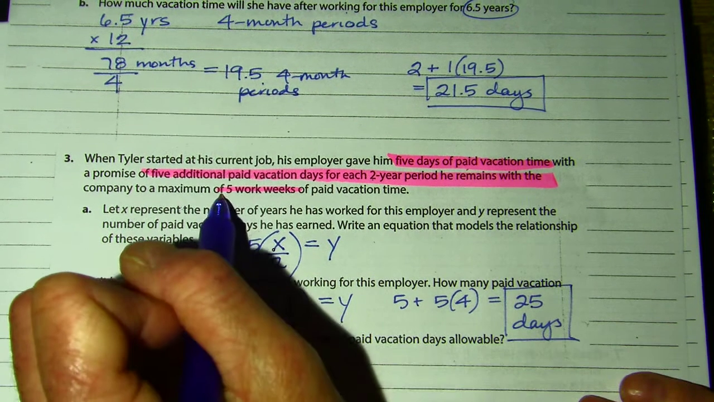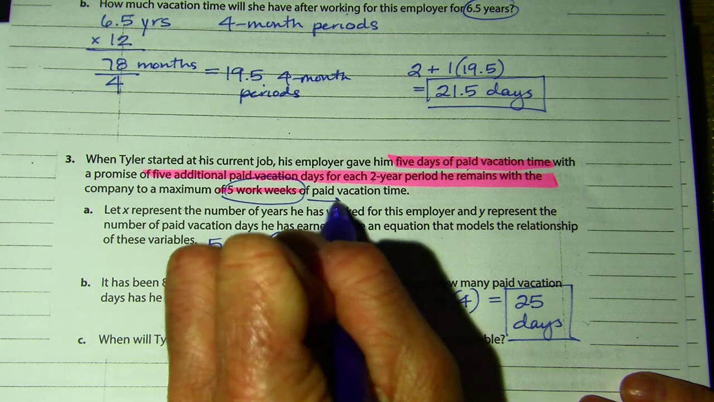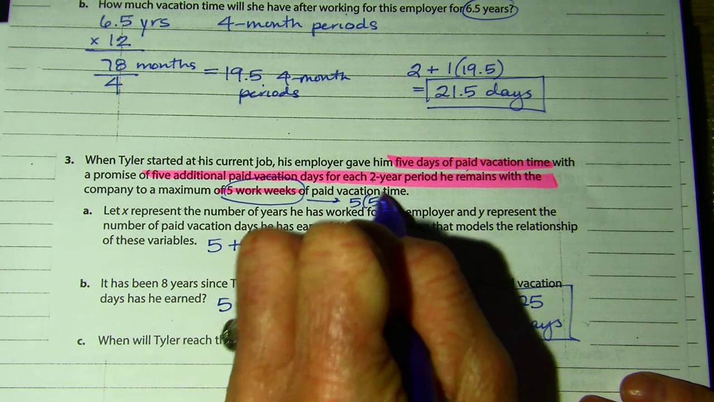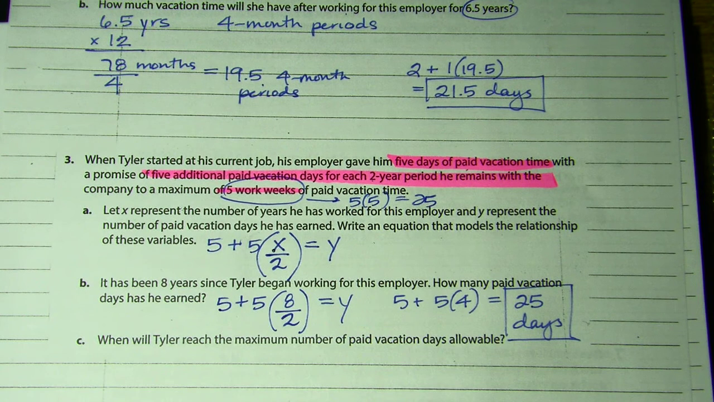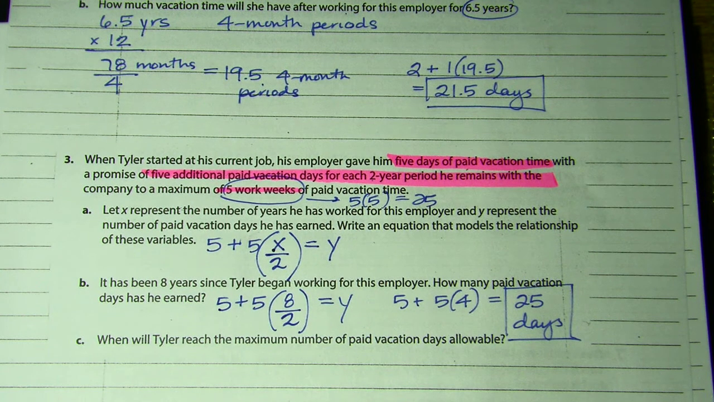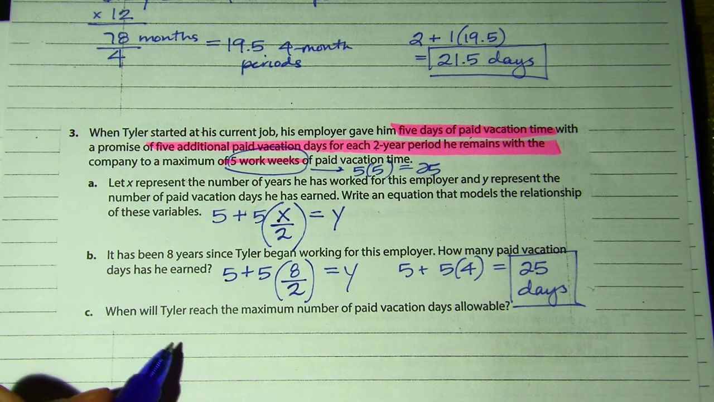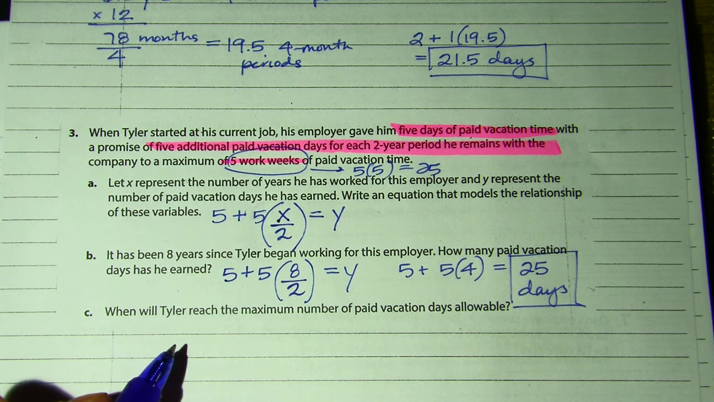Now, 5 work weeks of paid vacation time would be 25 days because you only work Monday through Friday typically. When will Tyler reach the number of, and did I calculate this wrong?